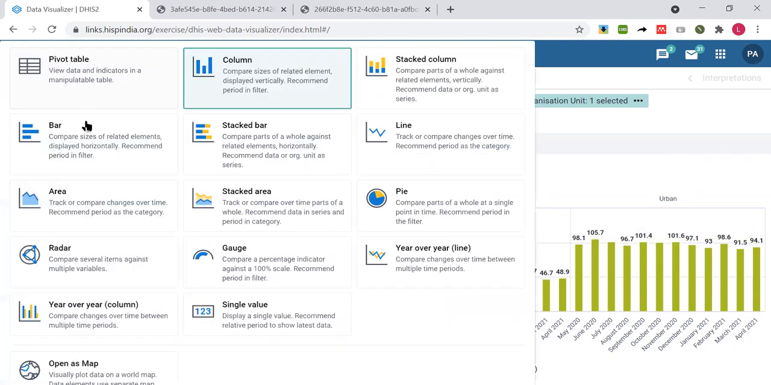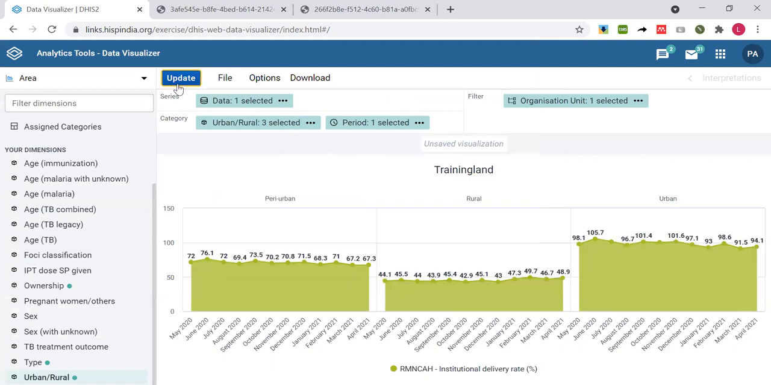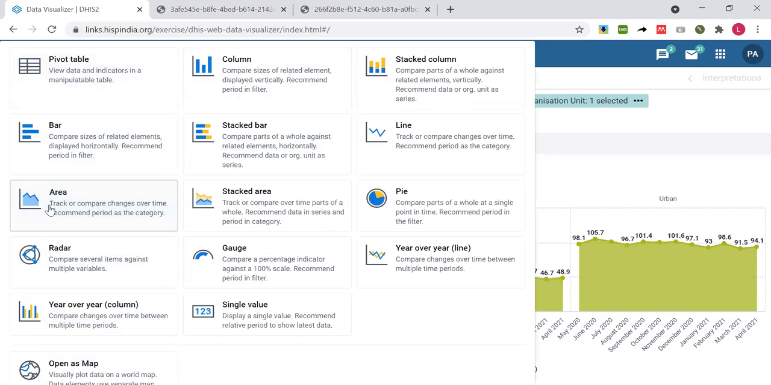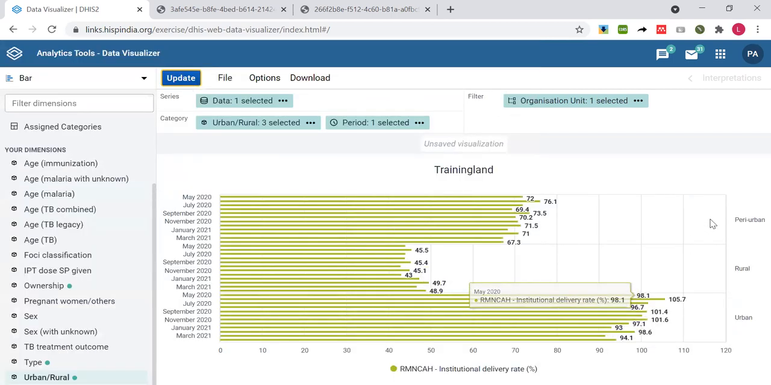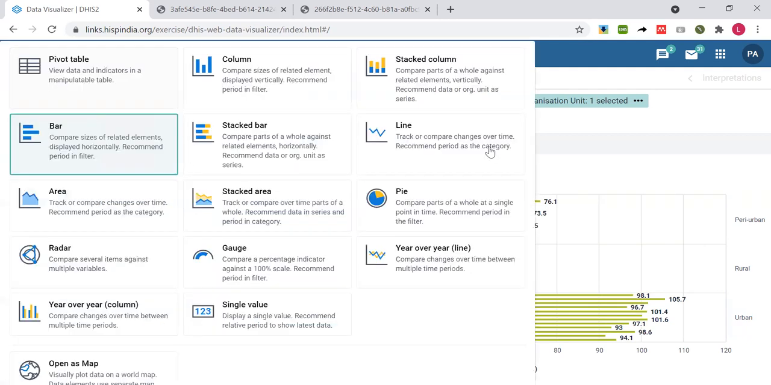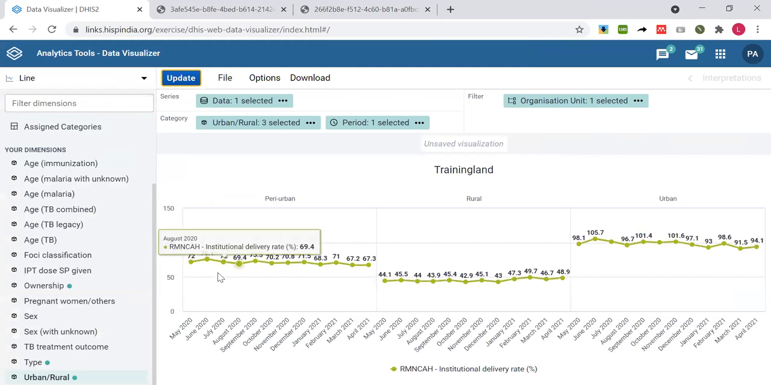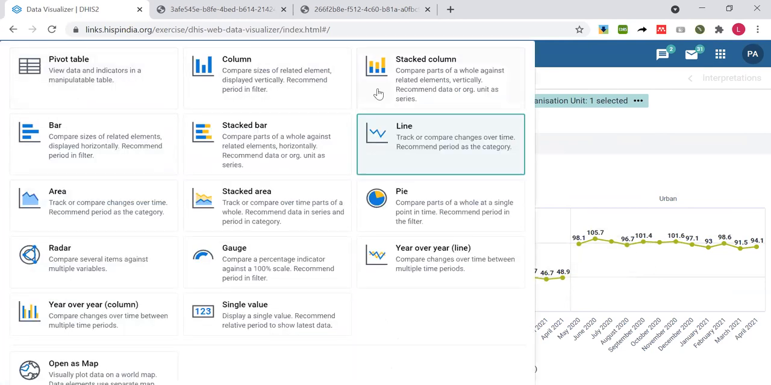We can also, for example, try to replace it with the area and click on update. This is what we see. What I just did was, it was previously column, I updated it to an area. Let's see what happens if we select bar. You can remember that for column and bar, the X and Y axis swap. So here, of course, category goes to the Y axis when you are applying it to bar. Let's try line. I do this, and you're seeing the line charts. So you can see it is applicable to column, stacked column, bar, stacked bar, line, area, for these charts.